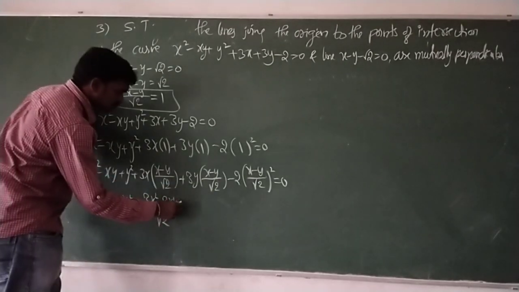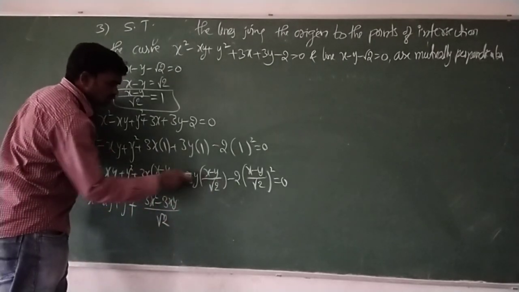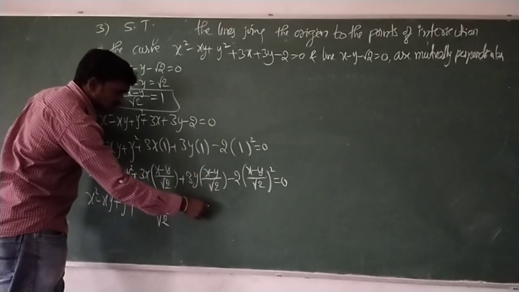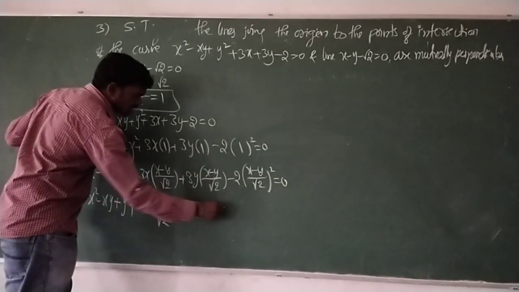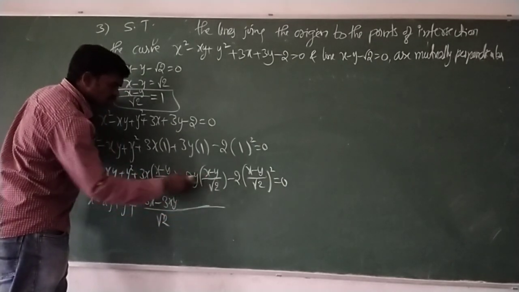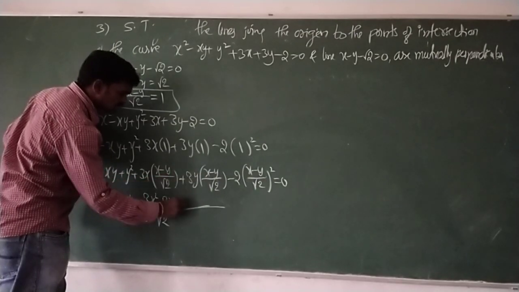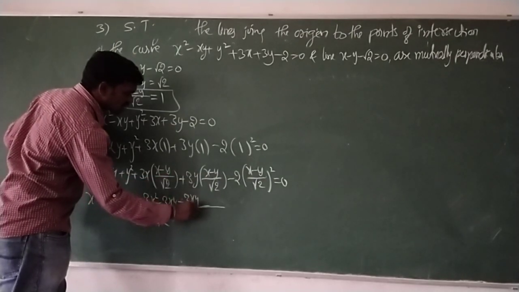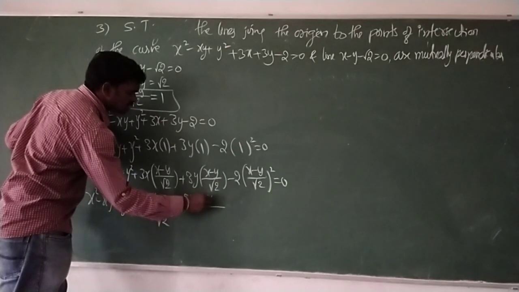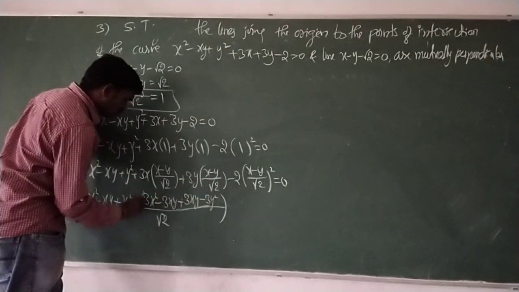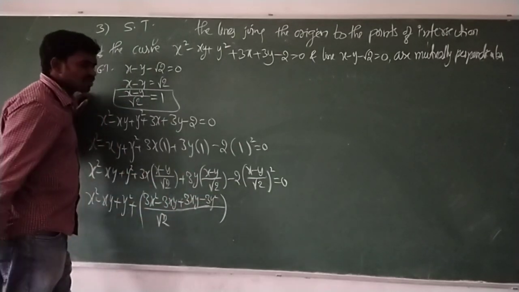Here also, in both terms root 2 is the same, so that's why I am taking root 2 as the LCM for these two terms only. Now 3y into x, 3yx means 3xy, 3y into minus y minus 3y square. Okay, only for these two terms root 2 is the LCM.